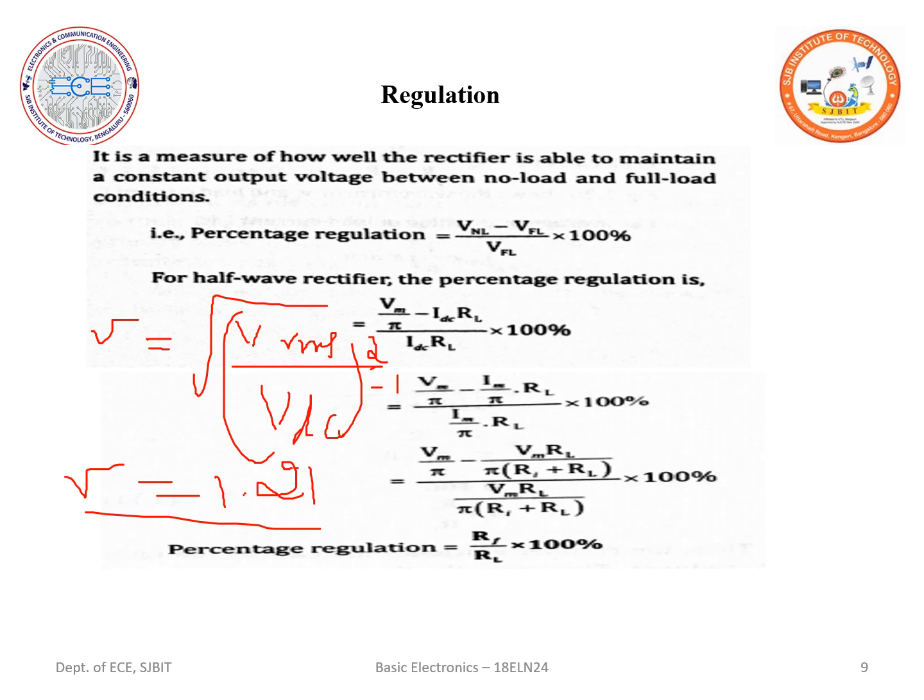Now, regulation. Regulation is a measure of how well the rectifier is able to maintain a constant output voltage between no load and full load conditions. We have seen this in the Zener diode load and no load conditions. So regulation is maintaining the constant output voltage whenever you apply the load or no load. For the half wave rectifier, the percentage of regulation is given by (Vm by pi minus IDC into RL) by IDC into RL, into 100%. Now make RF and RL approximately equal to 0. So your percentage of regulation is given by RF by RL into 100%.